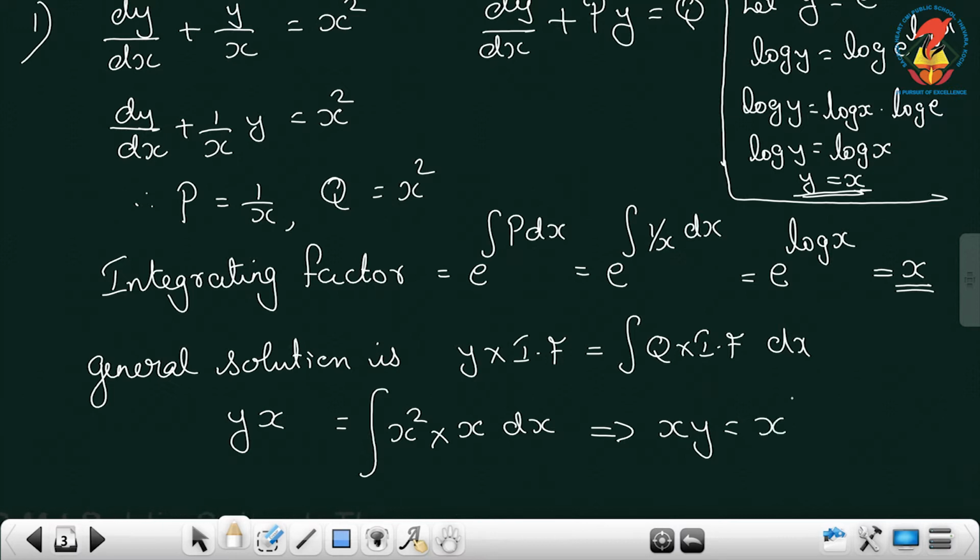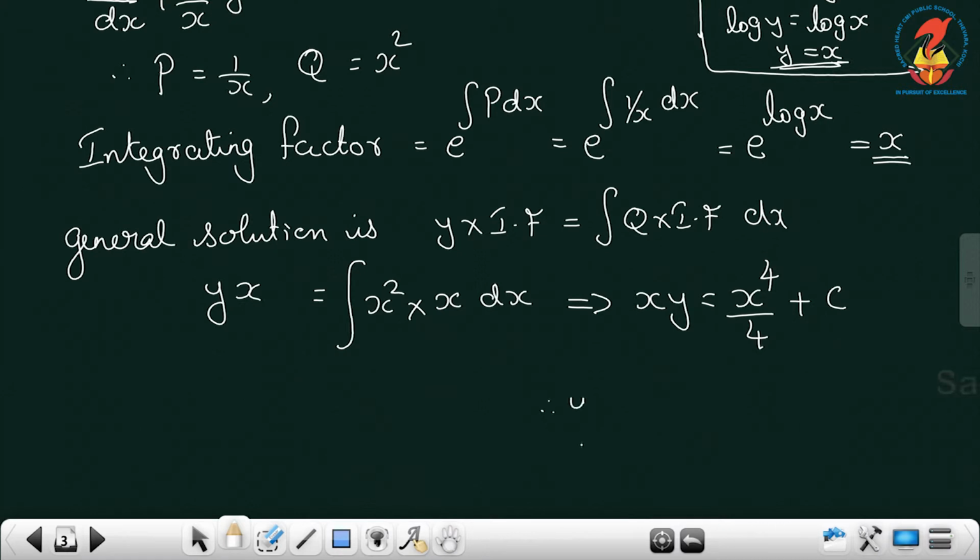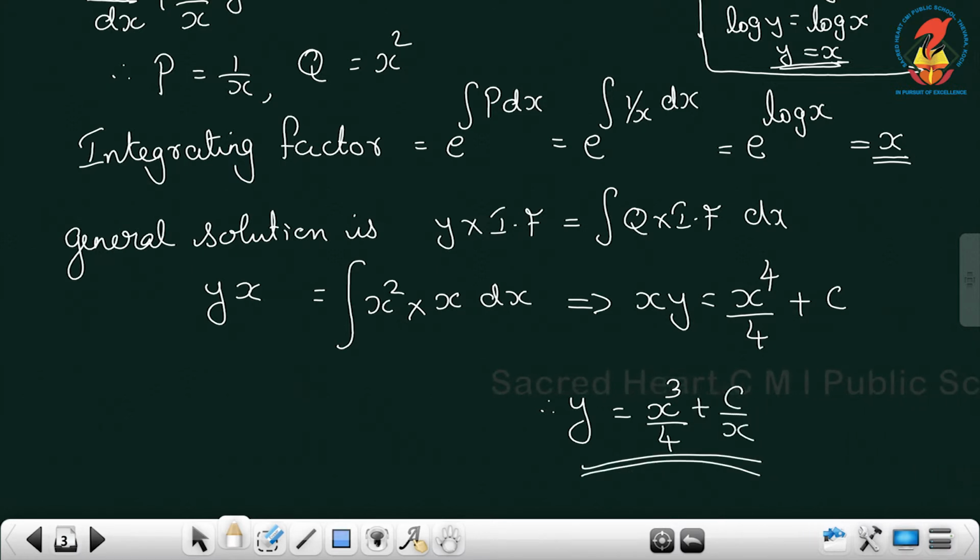What is the integral? Okay. Or what is y? y is equal to, x we can divide by x. Okay.